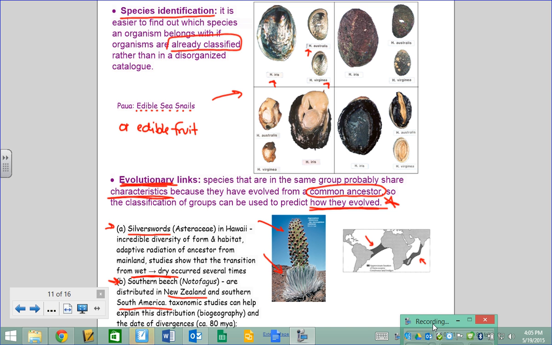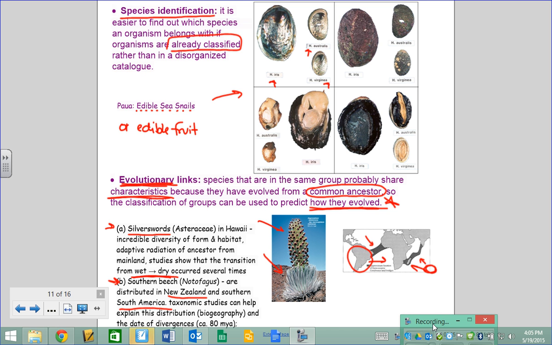So the fact that something is found both in New Zealand and southern South America, so here's southern South America, New Zealand's kind of off in the corner down here. Well, that might be due to the fact that all of the continents were sort of pushed together and that they evolved over time to be slightly different species.